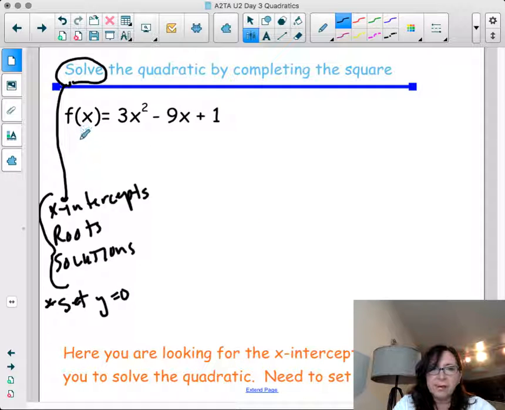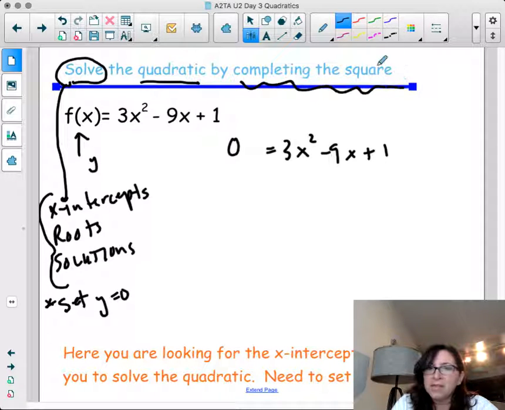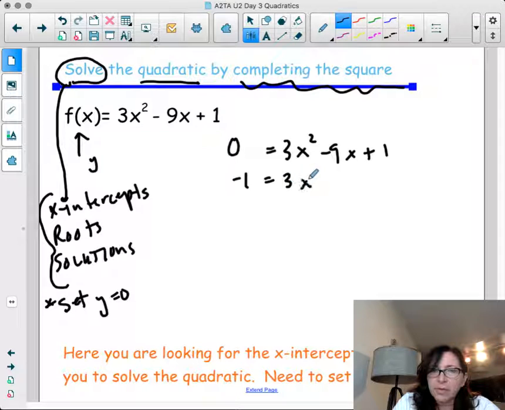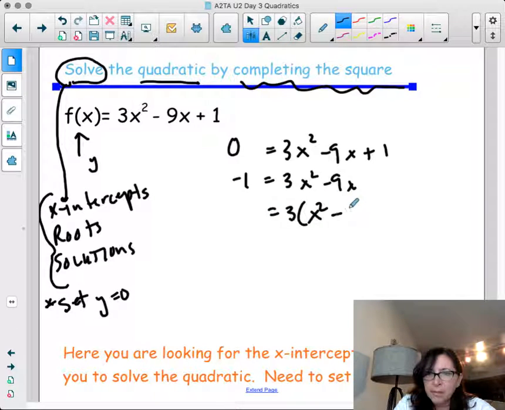So this here being y, you're going to plug that in. 0 equals 3x squared minus 9x plus 1. Now, we're going to solve the quadratic by completing the square, which basically means we're going to move this 1 over to the other side. So we get negative 1 equals 3x squared minus 9x. So I isolated the x's, those are together, but I can't complete the square with this value right here. So what I can do is factor that out. And so I have x squared minus 3x.